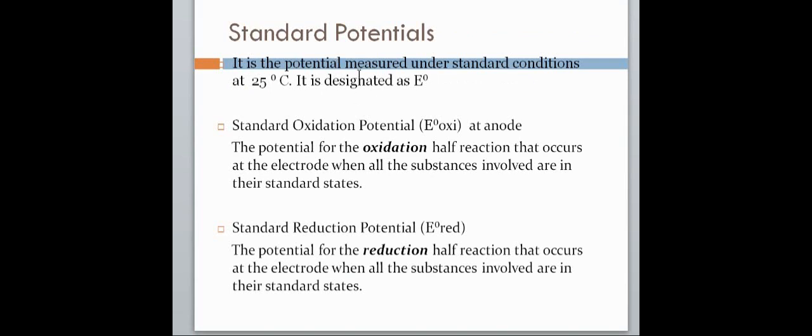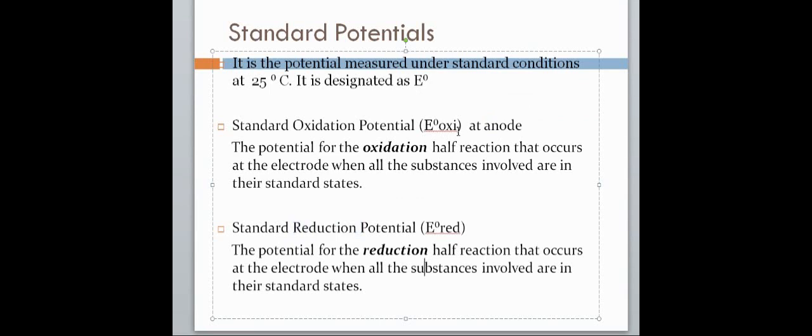So what is the standard potential? It is the potential measured under standard conditions at 25 degrees Celsius, and it is designated as E0. Now what is standard oxidation potential? Oxidation takes place where? At the anode. Reduction takes place where? At the cathode.